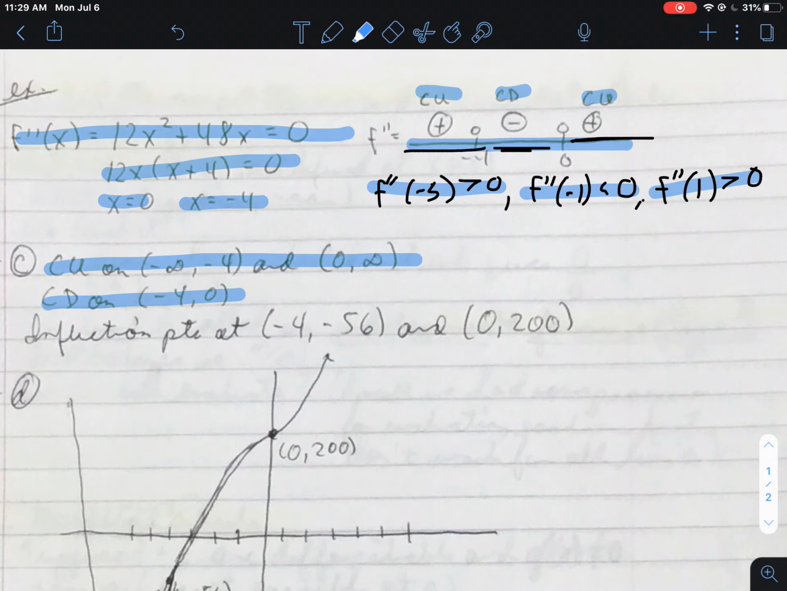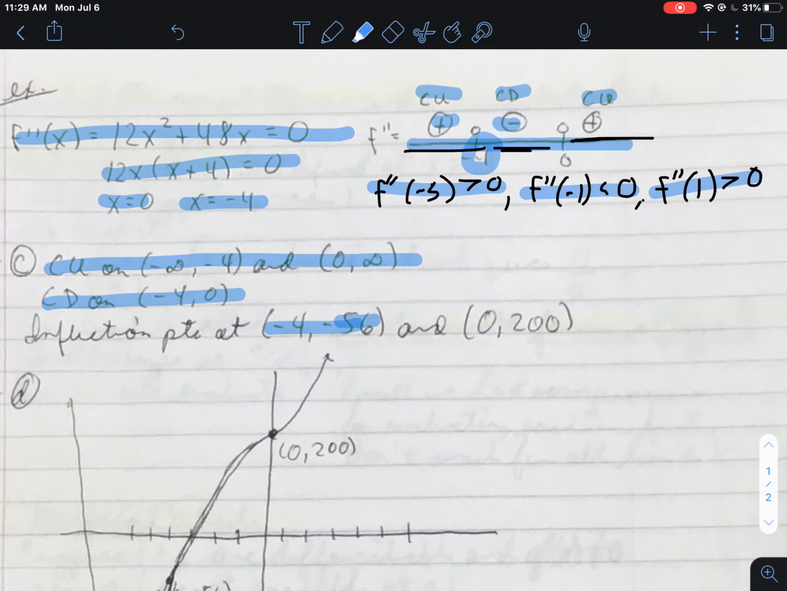So we do have two inflection points here. We do have a change in concavity from positive to negative at negative 4. So there is an inflection point at negative 4. And again, I went ahead and plugged that into my function because I always want the point here anyway. But I am going to plot this so when I sketch the graph, we have the point. So I plug negative 4 into my function, and I've got an inflection point at negative 4, negative 56.